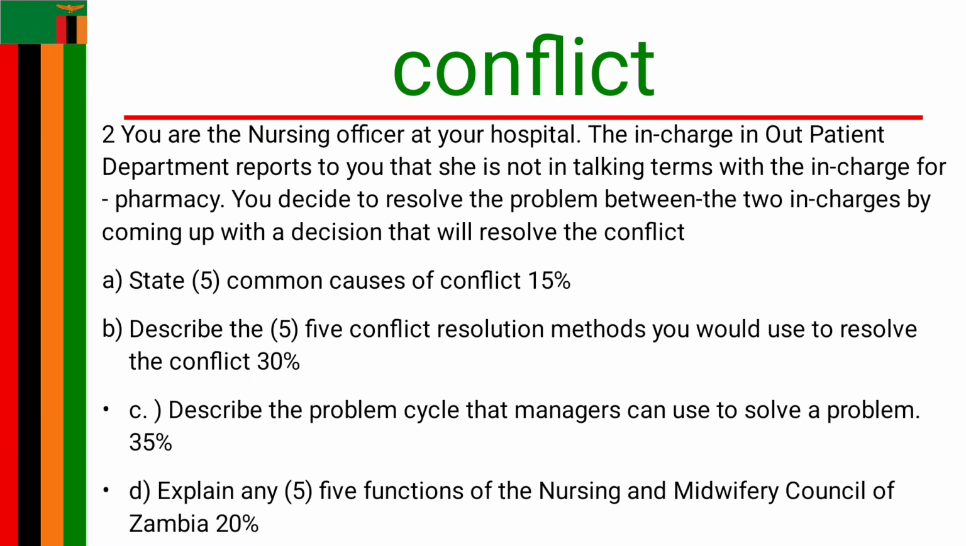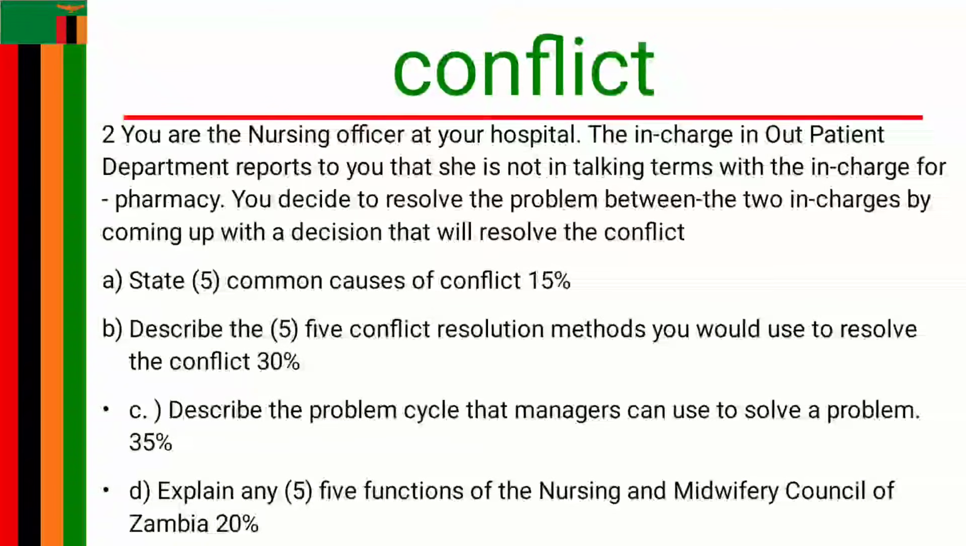Apart from that, perceived unfairness. When we talk about perceived unfairness, this is where individuals feel unfairly treated or overlooked, and it can lead to resentment or even conflict at the workplace itself. So that is about question A. Question B is saying describe the 5 conflict resolution methods you'd use to resolve the conflict.